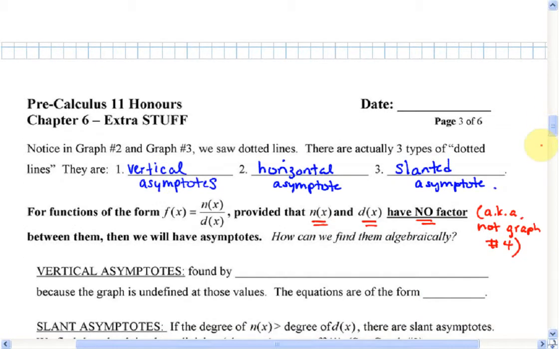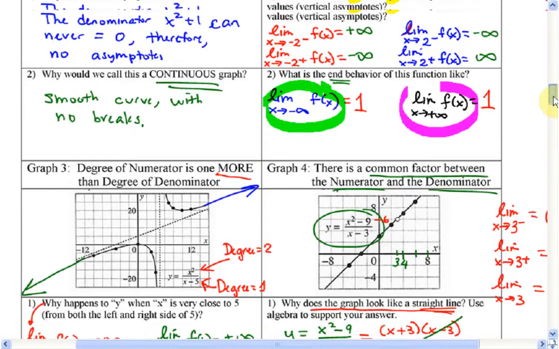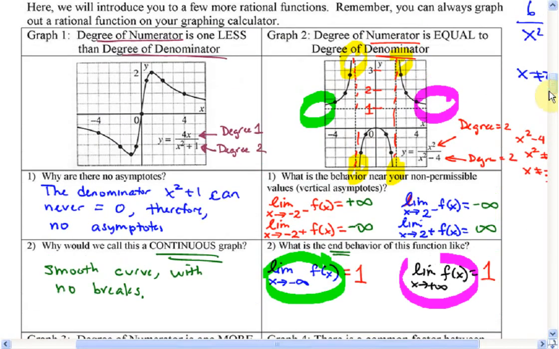Now, of course, you're not going to be always using your graphing calculator to find them, so how can we actually find them algebraically? Well, let me show you how today. The vertical ones you know how to do already. Do you remember how to find the vertical asymptotes? Where do we find the vertical asymptotes? So look back at graph number 2 on page 2. Your vertical asymptotes are at 2 and -2. Where do you find those values from?